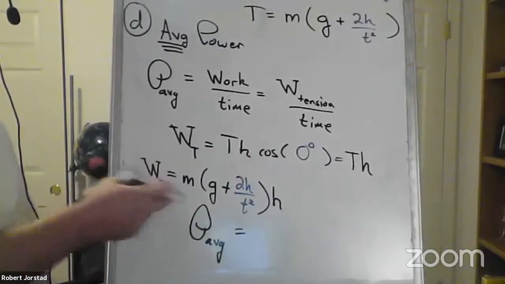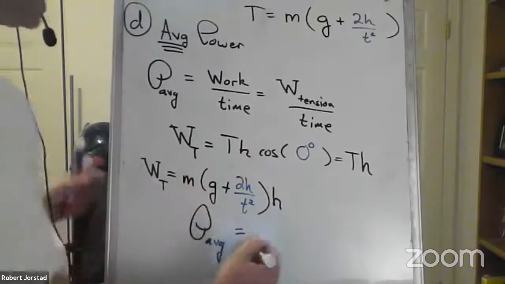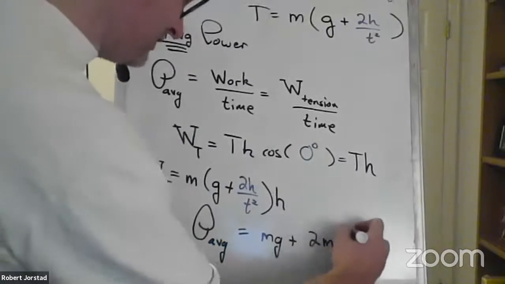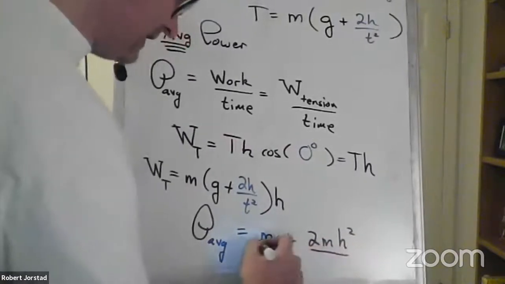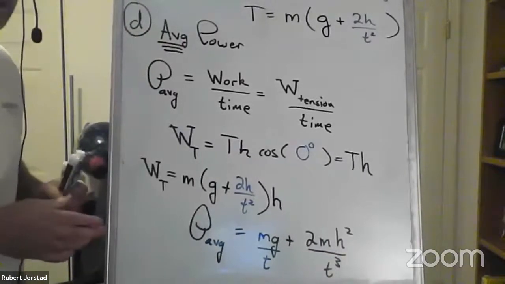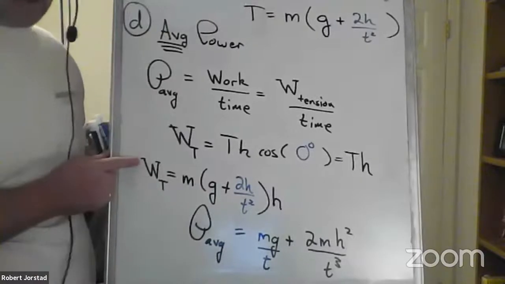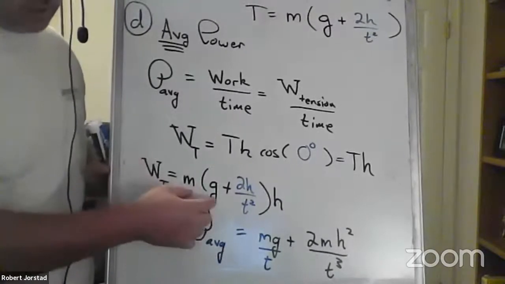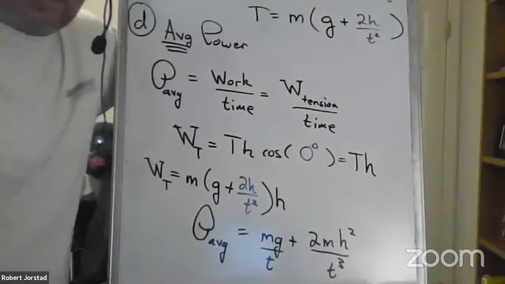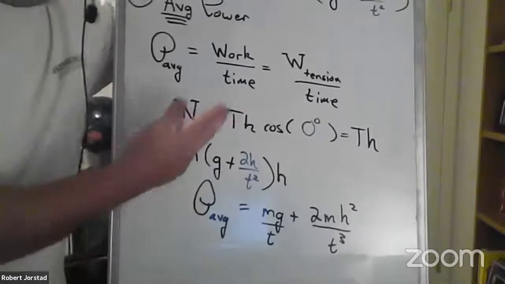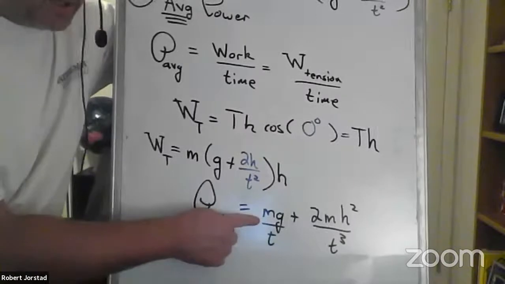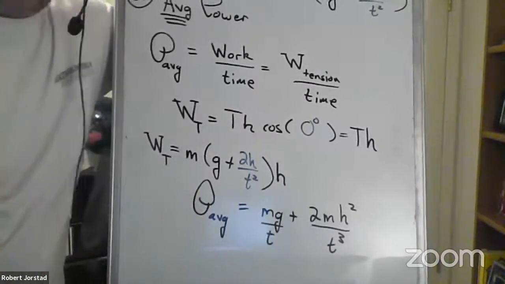But in this case, notice we get a slightly different formula. We get mg plus 2mh squared over t, and this would be mg over t plus t cubed. I'm just kind of rearranging this a little bit. So remember, the power is work divided by t. So if I take this term and divide it by t, plus this term and divide it by t. So depending on what's going on in this problem, how far you move it, what the time interval is, etc., this term you could argue might be negligible or maybe not.